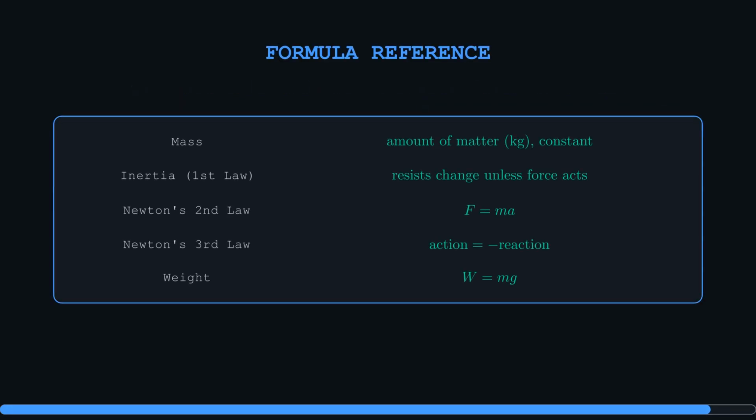Here is your quick reference. Mass is the constant amount of matter in an object. Inertia, from Newton's first law, is the resistance to a change in motion. Newton's second law is force equals mass times acceleration. Newton's third law says every action has an equal and opposite reaction. And weight equals mass times gravitational acceleration.